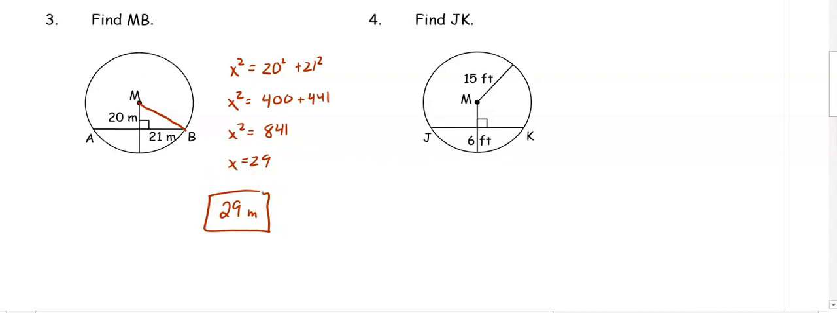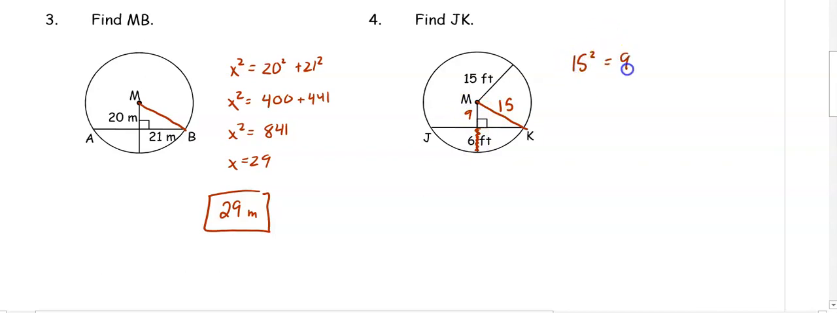In number four, we want to find JK. So we know that the radius is 15. We know this is also a radius. If the bottom part is 6, we can subtract from 15 to get the other part in our triangle, which is 9. Once we have that length, we can do the Pythagorean theorem.